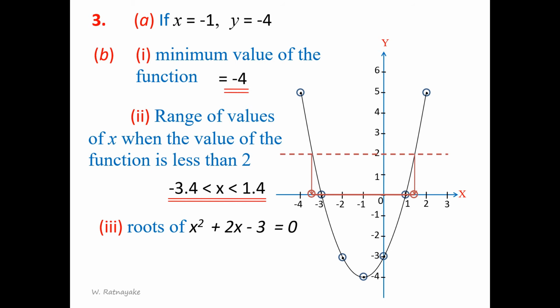Now the equation gives y equals 0. So we have to find the values of x when y equals 0. The graph and y equals 0, those two graphs intersect at minus 3 and plus 1. Therefore, the roots, or the values of x common to both the curves, should be minus 3 and plus 1. The roots are minus 3 and plus 1.